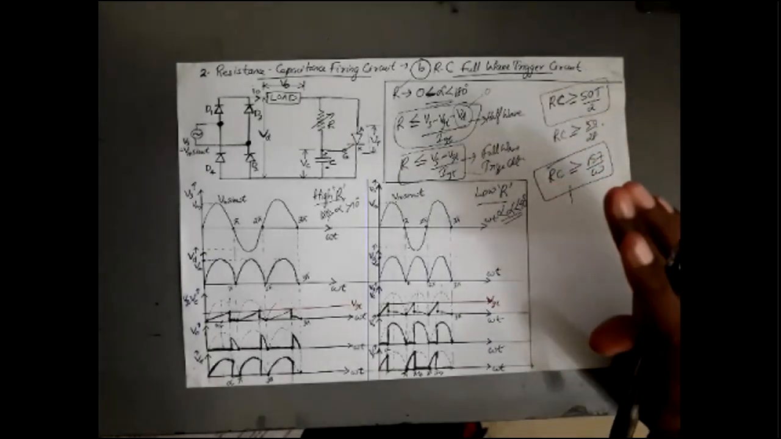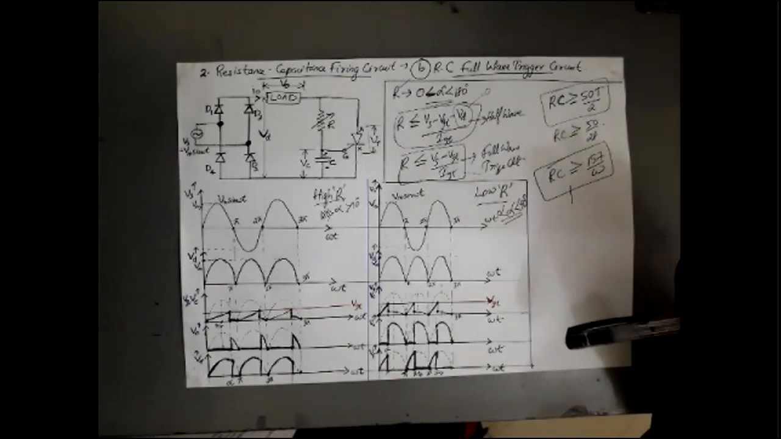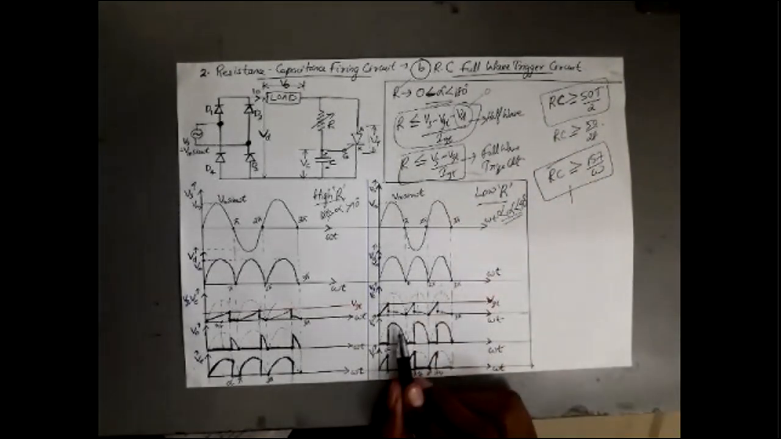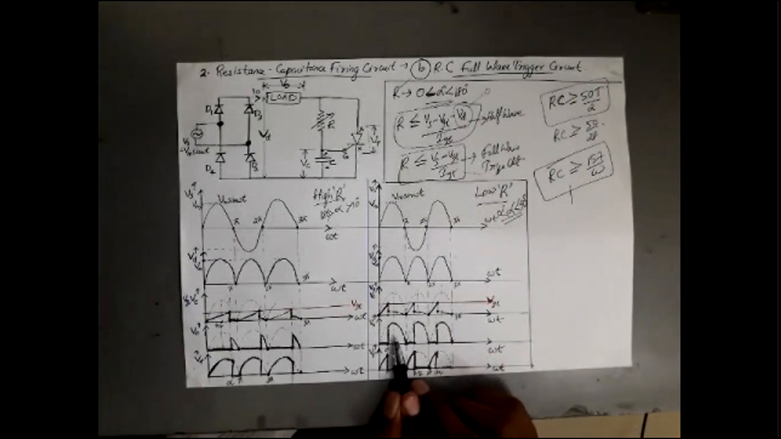Thus it's time to conclude. RC half wave trigger circuit and RC full wave trigger circuit have been explained fully. As I said earlier, the advantage of the RC full wave trigger circuit when compared to the RC half wave trigger circuit is that we get output voltage in both the half cycles. Clear?